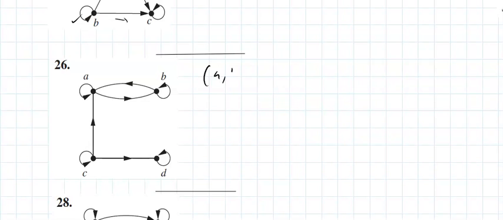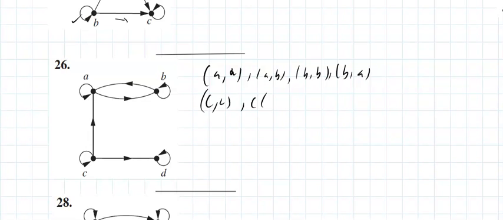A runs to itself. It seems A runs to B. A is done. B runs to itself, and B runs to A. That's it. C runs to itself, C runs to A, and C runs to D, and D runs to itself.